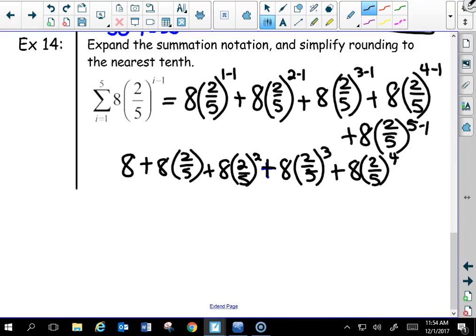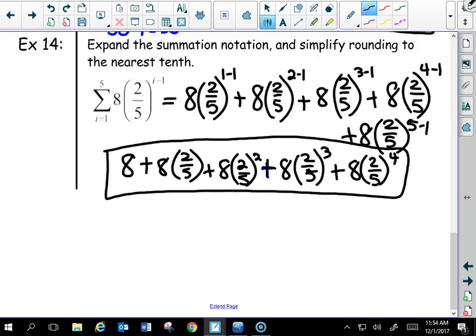So when I entered all that in, it asks you to simplify rounding to the nearest tenth, but when you enter that in, it's going to give you the decimal approximation of that. So you don't even actually have to pick up your calculator on this. Just pay attention to what you see when you enter it. And we are done with this lesson.